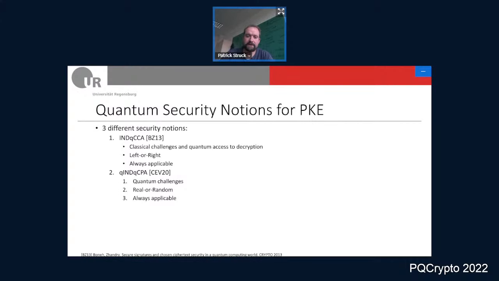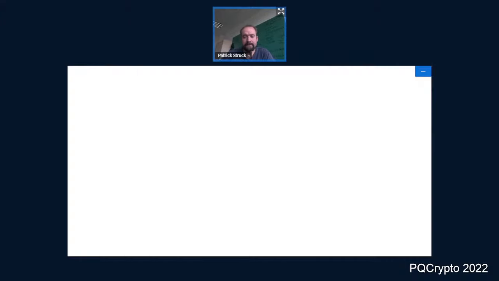The next notion is the qINDqCPA security notion by Chevalier, Ebrahimi, and Vu from 2020. Here the difference is that they now allow the challenges to be quantum. And this is a notion of the real or random form. So either the message that is queried gets encrypted, potentially in superposition, or the message is first permuted and then encrypted. Also this notion is always applicable to any public key encryption scheme.